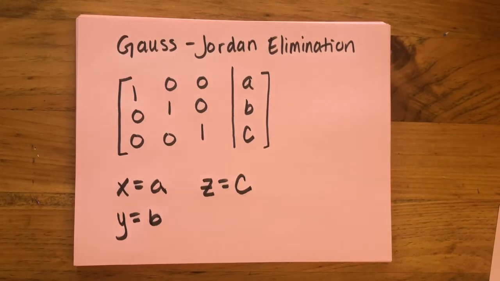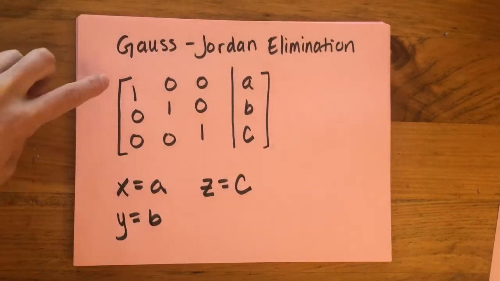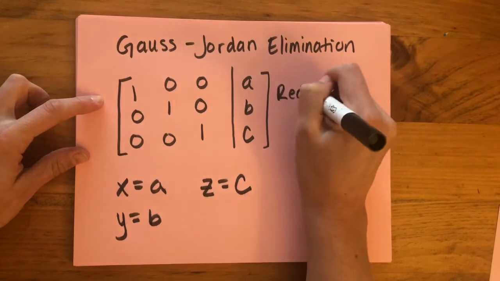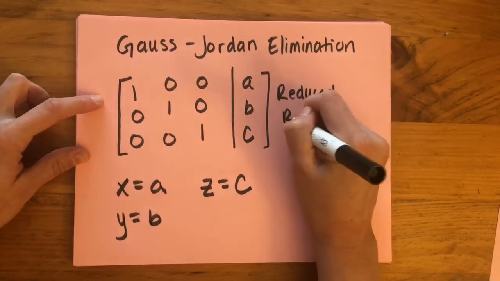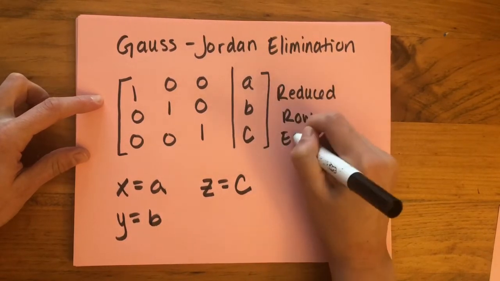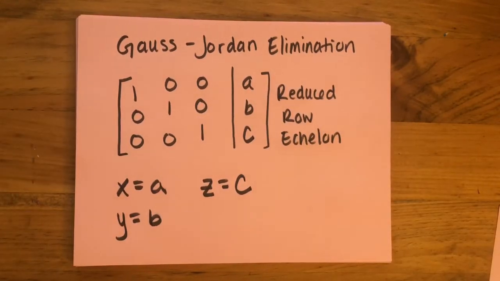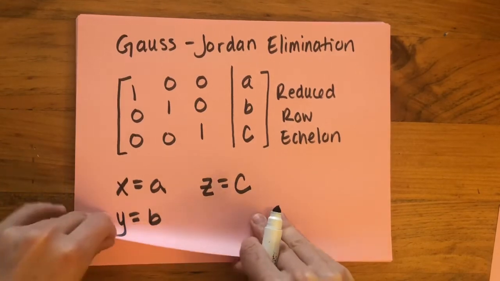So we're going to use the elementary row operations that we learned last week to get our matrices into this form. Remember, this is called reduced row echelon form. So once we get our matrix into reduced row echelon form, then we know that we are done with the problem. So let's get started.